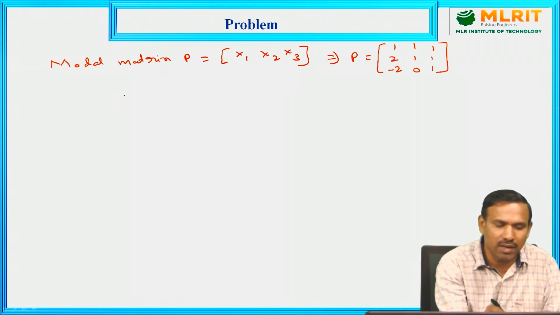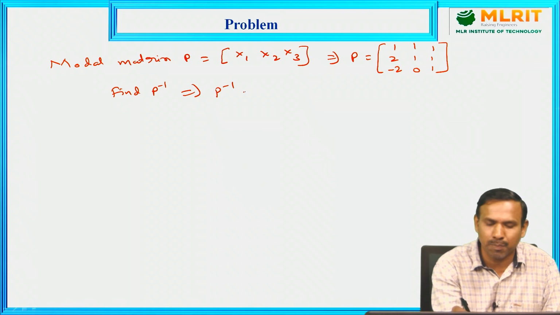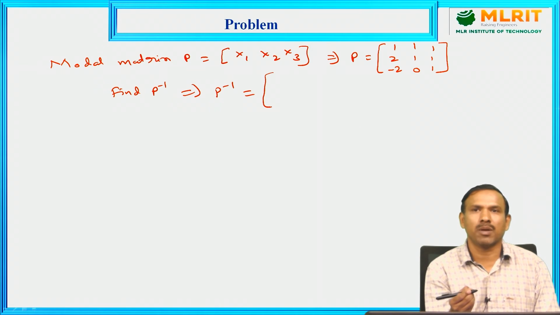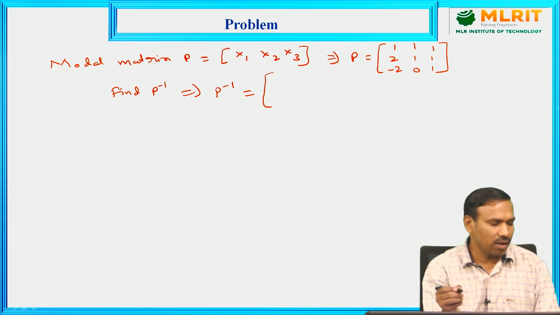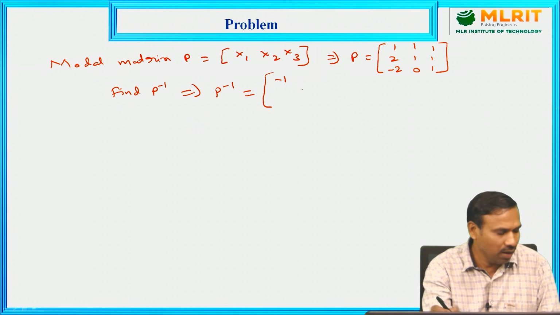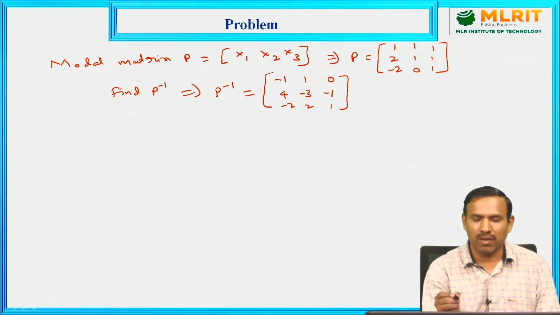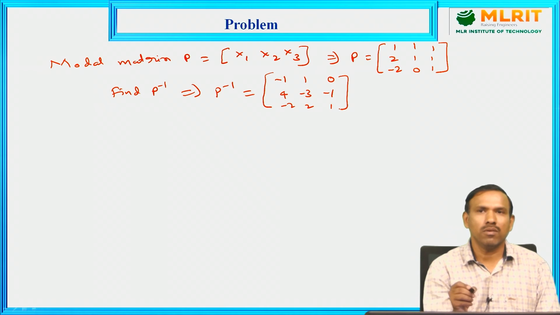Next we need to find P inverse. That also I am taking as predetermined. We can find it using a scientific calculator, otherwise we can use 1 by det P into adjoint P. What is the value of P inverse? Here I am writing directly: minus 1, 1, 0, 4, minus 3, minus 1, minus 2, 2, 1. This is the inverse of P. You can verify that value. Now that's our first duty.